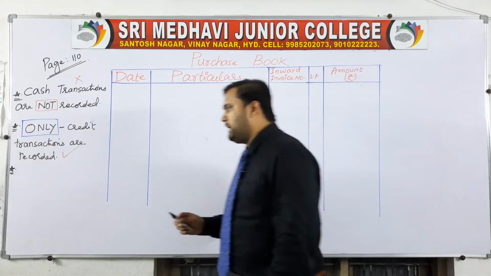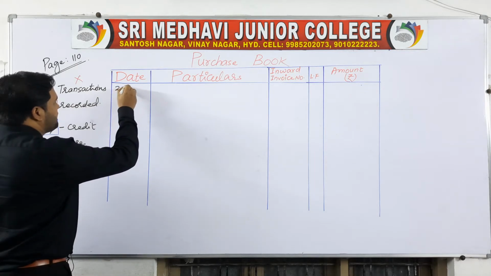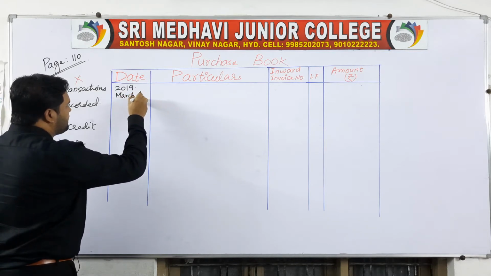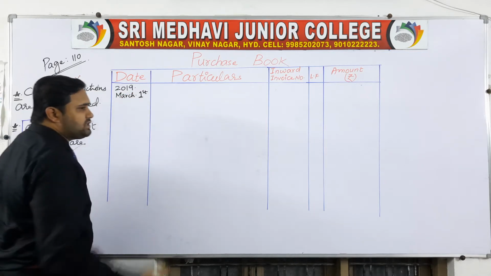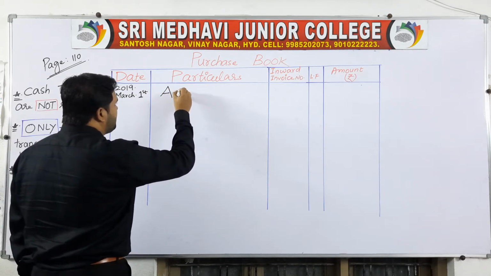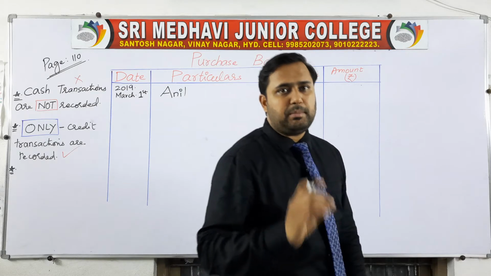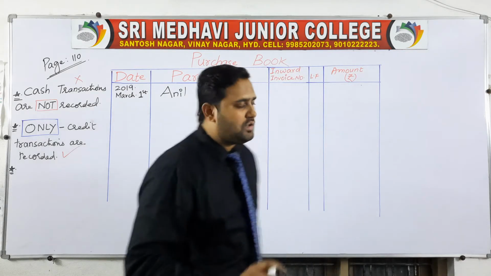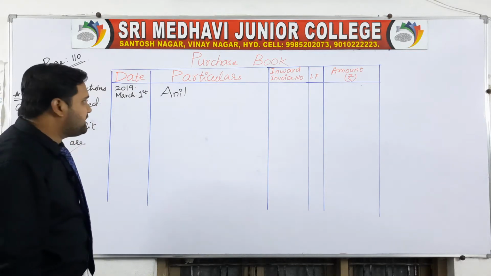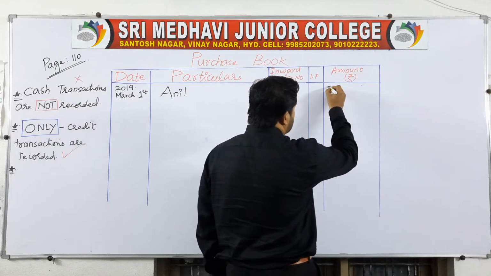So, here is how you record it. First you write the date, 2019 March 1st. Purchase goods from Anil, so write the name of the party, Anil, in the particulars column. The amount given is 2000 rupees. First you write the date on which goods are purchased on credit, from whom you have purchased, Anil, and the amount, 2000 rupees.